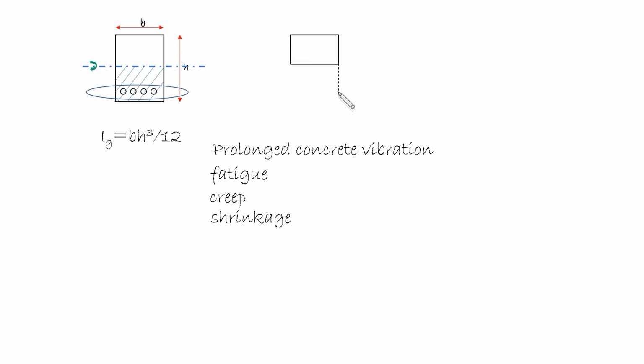So during the analysis and design, cracking of concrete is considered, and if we take a look at this section, the concrete in the tension side is neglected and removed, like here. So the concrete beam flexural strength is reduced considerably. So the moment of inertia in this diagram changes, and it is called moment of inertia effective.